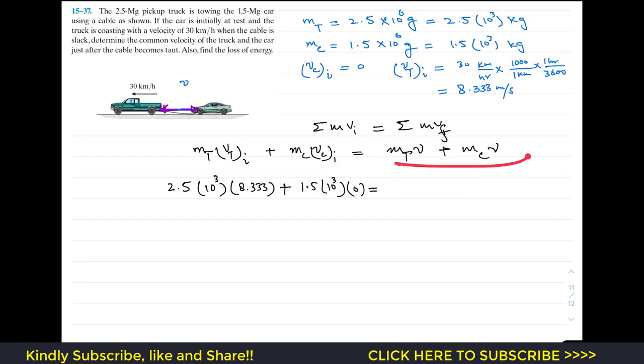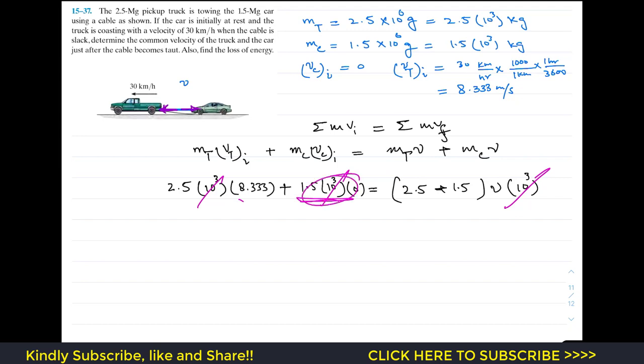And now from both of these terms on the right we can take the velocity as common, so that will be equal to the mass of the truck plus the mass of the car into velocity. So the total mass is 2.5 plus 1.5, and this is in megagram, so we have to multiply it with 10 raised to the power 3. We want to find that common velocity. So if I divide this whole equation by 10 raised to the power 3, it cancels out throughout the equation, and since here we have 0, this whole term becomes 0, right?